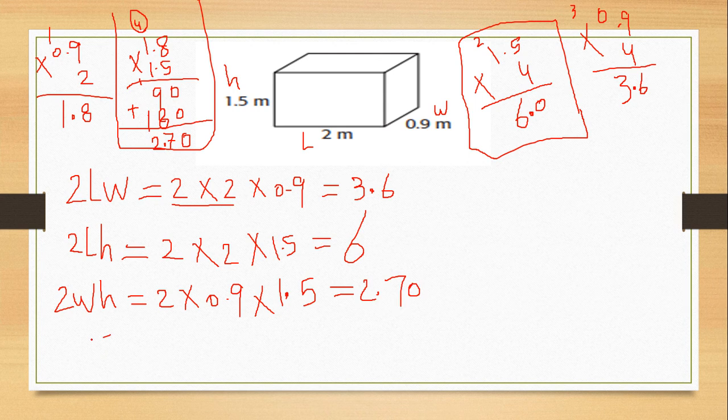Now we want to find the surface area of the rectangular prism, so we will add the 3 numbers that we have here. So it will be 3.6 plus 6 plus 2.70.